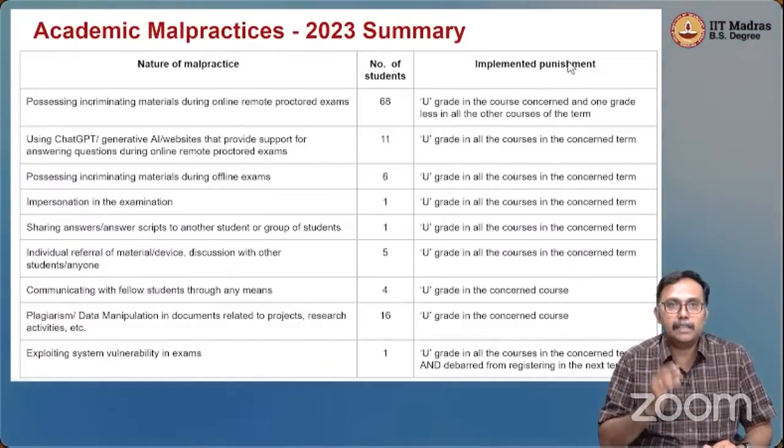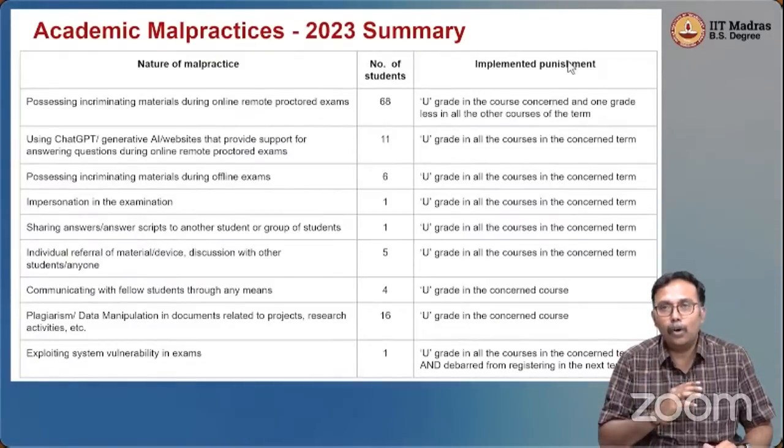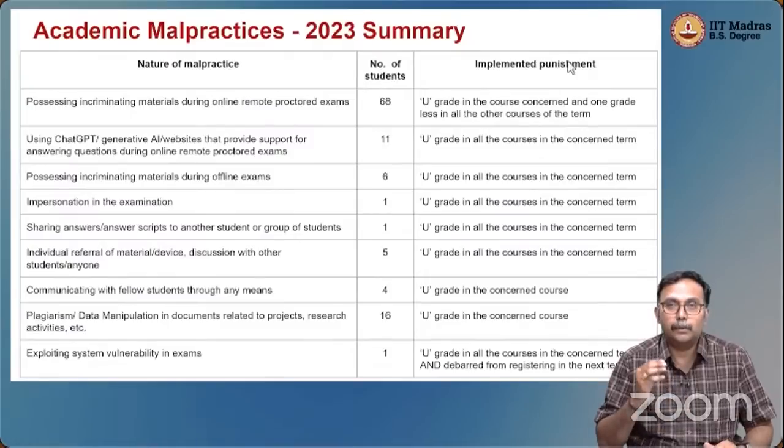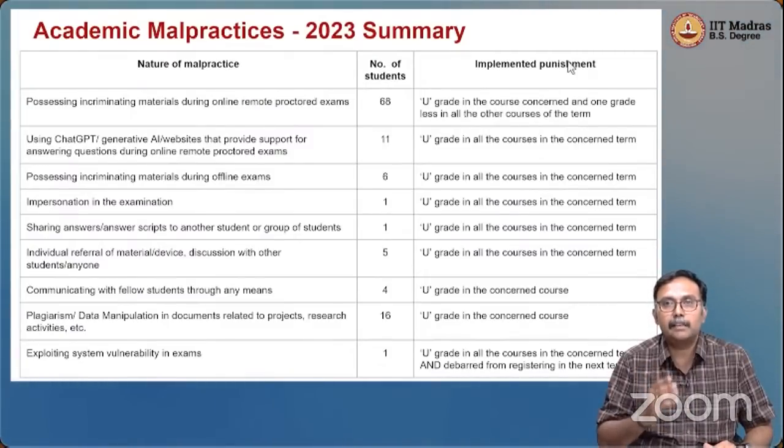When people used ChatGPT or generative AI or other websites to answer questions during an online proctored exam, they were given U in all courses in the concerned term. And when they were possessing incriminating materials during offline exams, again they were given U grade in all the concerned courses. So there were 11 and 6 students who have done these violations. A total of 17 have gotten U grade in all the concerned courses for these 2 violations.